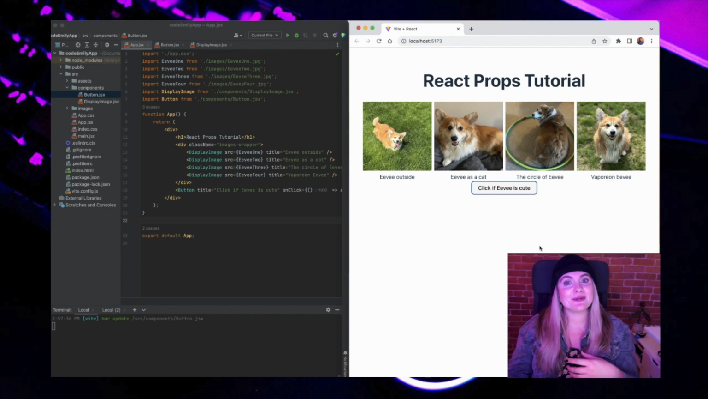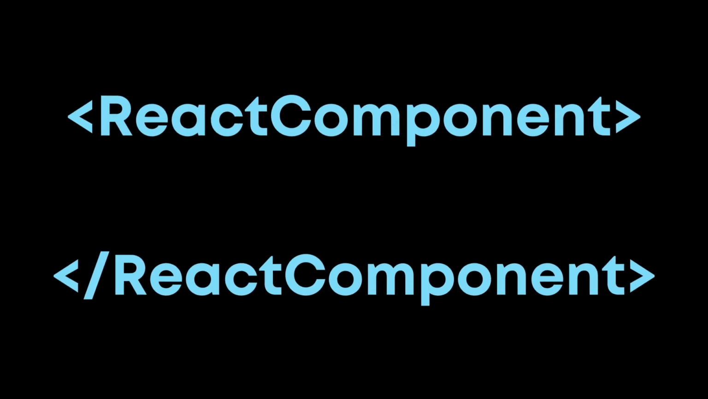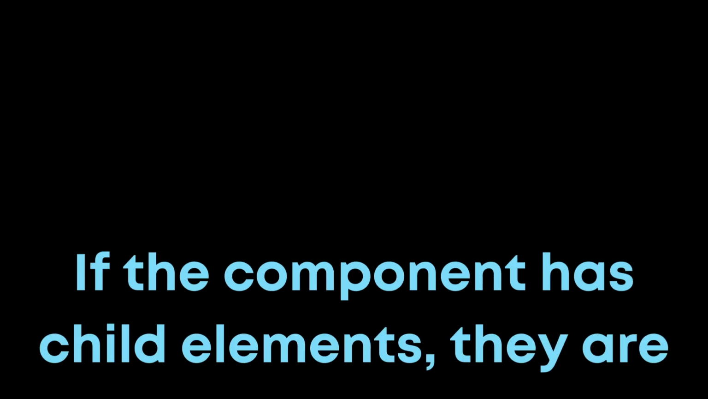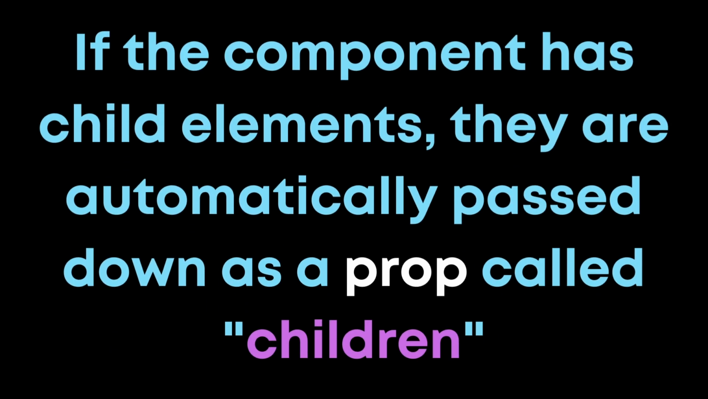As promised from last time, I'm going to talk about children being passed down in props. In React, children of components get treated in a very special way. Say we have a React component. React children are any JSX elements inside of this component. If a component has child elements, they're automatically passed down as a prop called children.